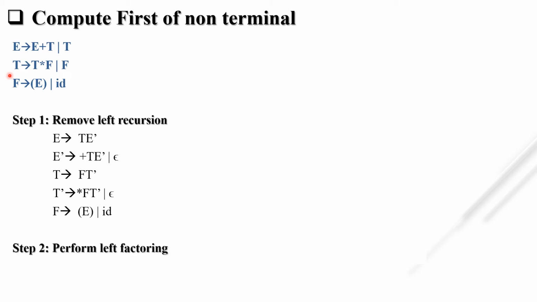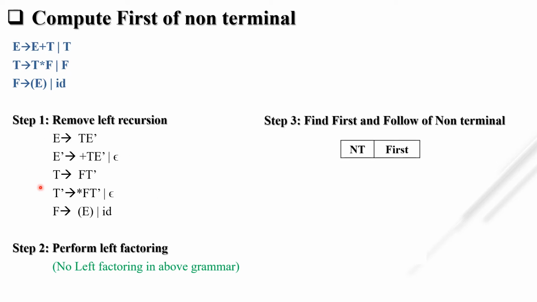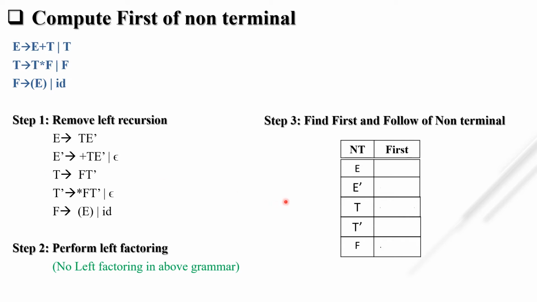So what is our step 2? To remove left factoring. As we see, here there are two alternatives, and here there are two alternatives, but none of them proceed with the same terminal symbol. That's why no left factoring occurs in this grammar. So now our step 3 is finding the first of the non-terminals. Which are our non-terminals? E, E dash, T, T dash and F. We have to find the first and follow of these.